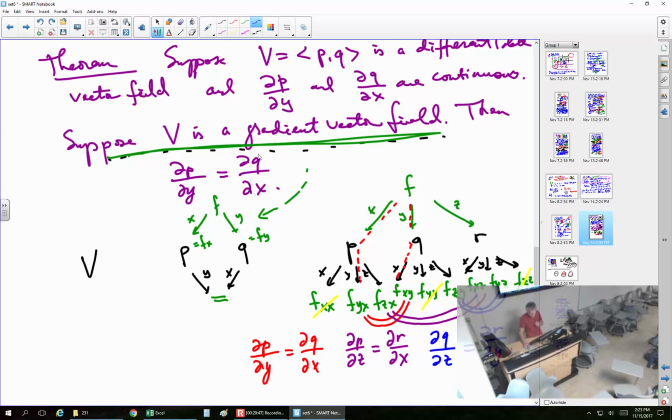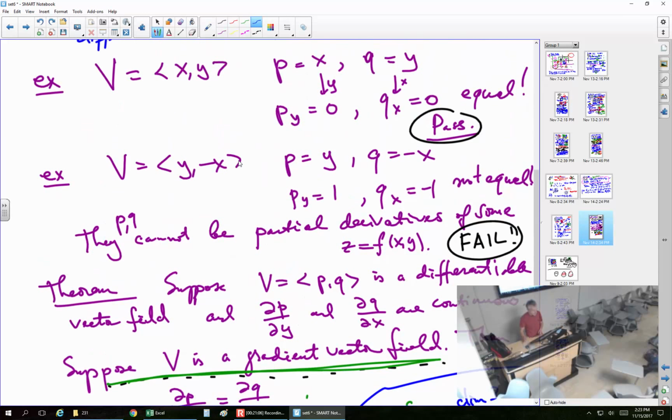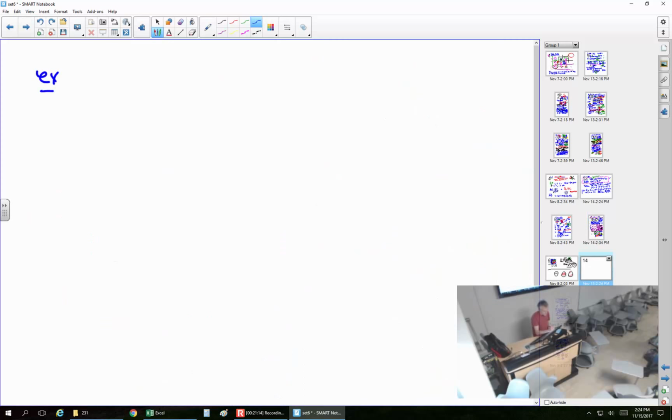But let's take a look. I'll go back to dimension 2. So this is dimension 3, a version of the theorem. Now I'll go to dimension 2, which is way simpler, so we don't have to worry about that. And once again, the example that we started with, this is the big one. The rotational vector field, as I informally call it, is not gradient.